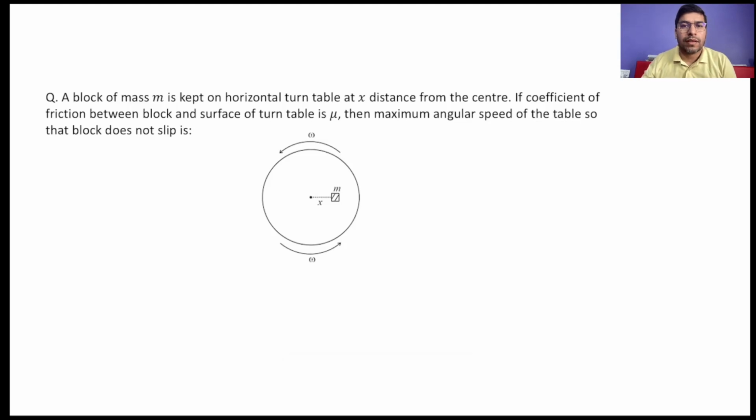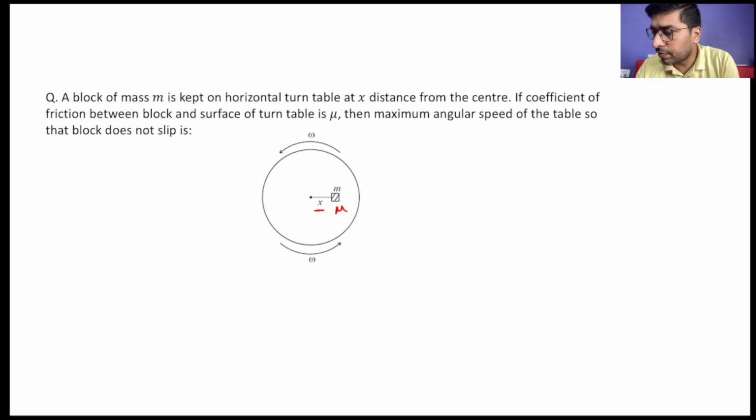Hello students, now we have to solve this question. In this question it is given that a block of mass m is on a horizontal turntable at a distance x from the center, and the friction coefficient of this block is Mu. We have to find the maximum angular speed so that the table can turn and this block does not slip in any direction.